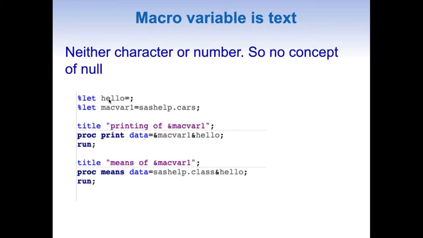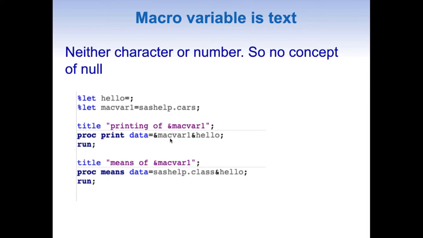For example, here I have %let hello equal to semicolon. I don't have any text. This is what it means to not have a value. So it is not like a null or an unknown value. So if you want to use this &hello somewhere like this, it's not going to resolve into any text and it is going to proc print without any problems.